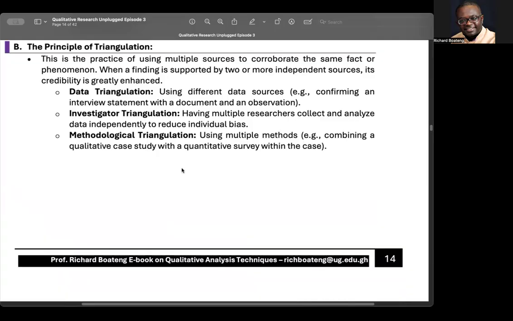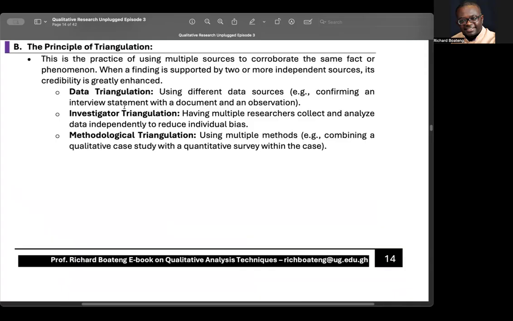That's a perfect analogy. It significantly enhances the credibility and trustworthiness of your research. And there are different types, as the guide mentions. Right, like data triangulation. Yes, data triangulation is using different data sources, like we just discussed. Interview plus document plus observation.